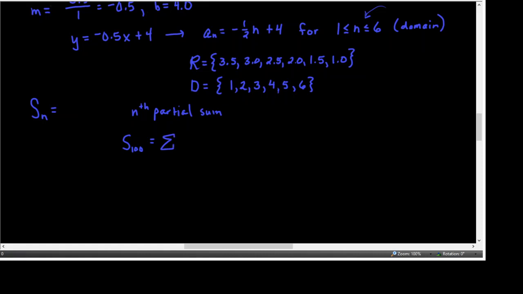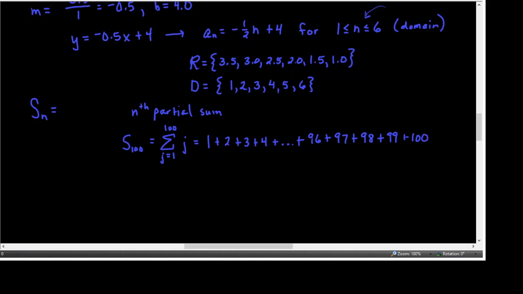Okay, so that might be written as sigma j equals 1 to 100 of j, which of course is 1 plus 2 plus 3 plus 4, etc. And then getting toward the end, we'd have 96, 97, 98, 99, and 100. And that's the last one.